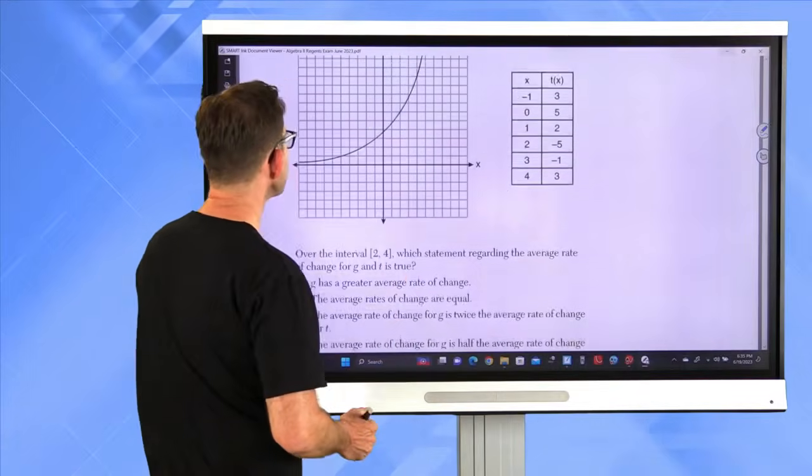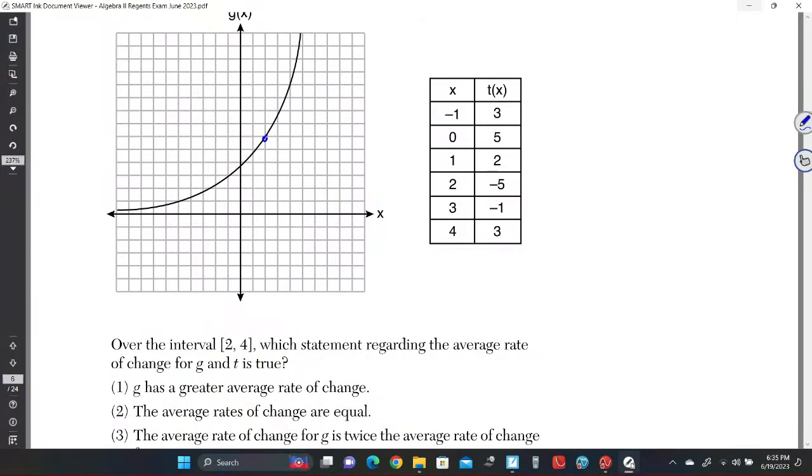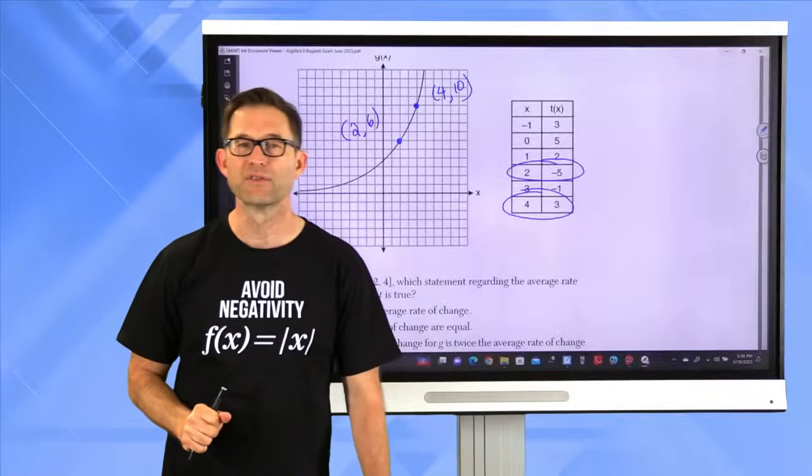So for the one that's presented graphically, what I want to do is go here to this point, and that's the point (2, 6). And then I want to go over here to the point (4, 10). For the table it's going to be way easier because here's my 2 and here's my 4, right? I don't need to worry about those too much.